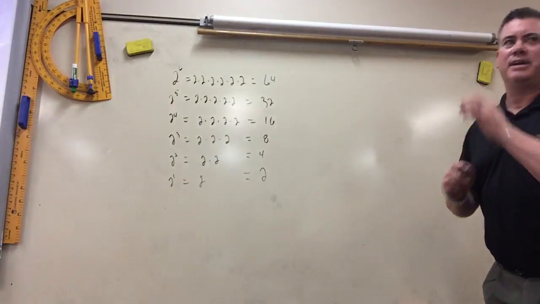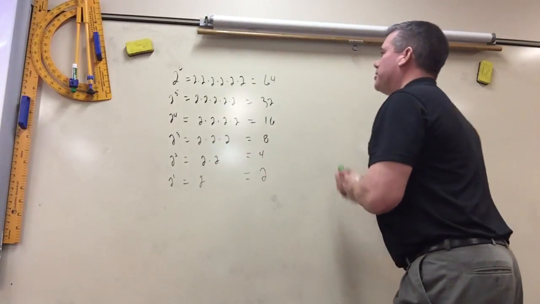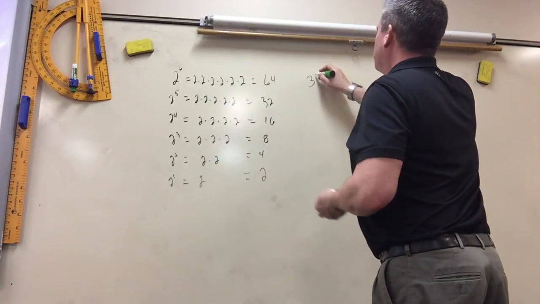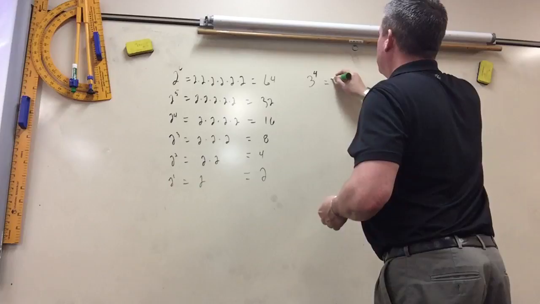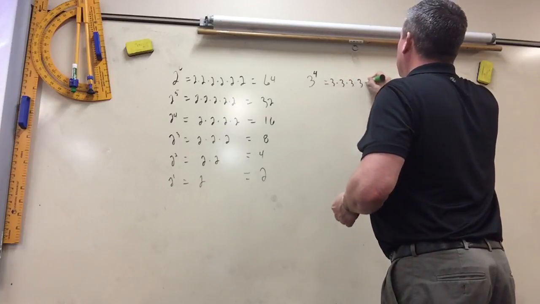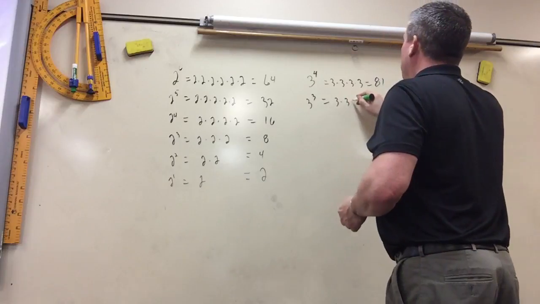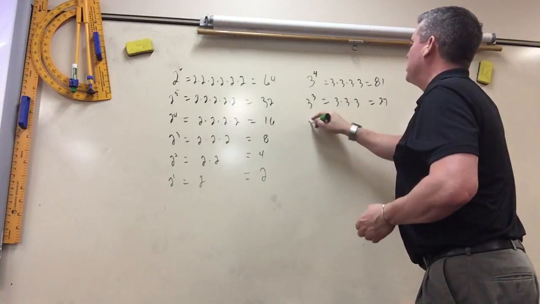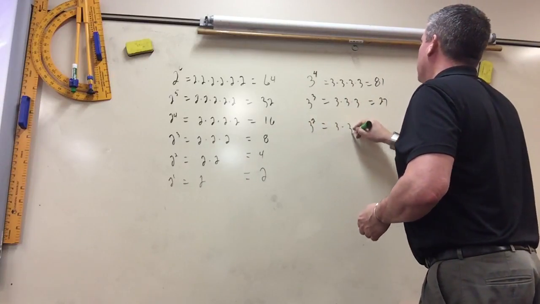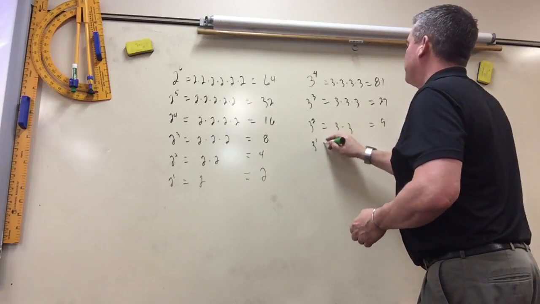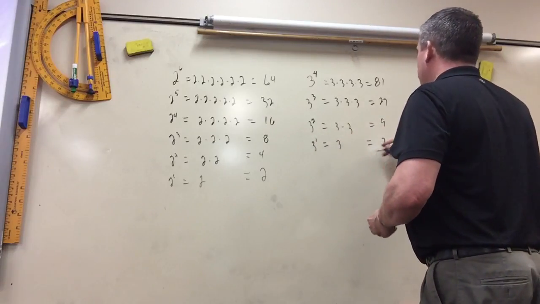So what the pattern is, now if I did the 3's too, I'll just start with 3 to the 4th, that's 81. 3 cubed, 27. 3 squared, 9. 3 to the 1st is 3.